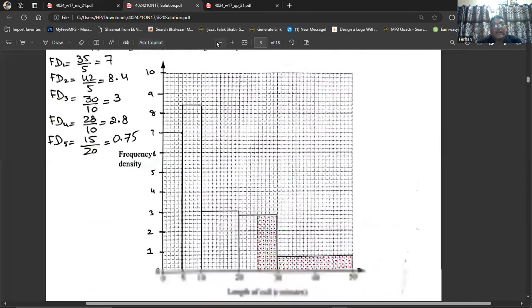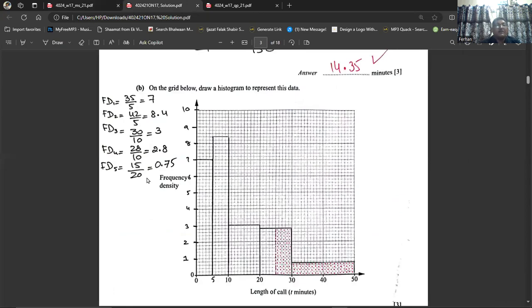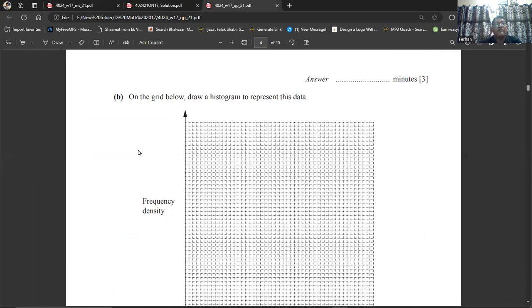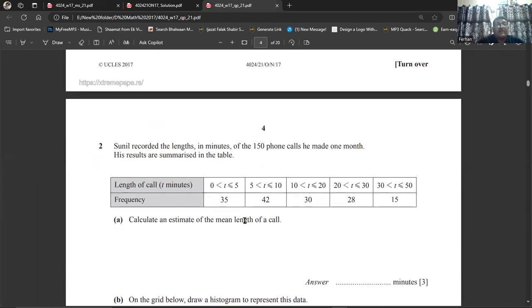Question number 2, and in its B part, we have to, on the grid below, draw a histogram to represent this data. If you want to draw a histogram, these are classes and their class widths are different from each other. Class width means 5 minus 0, its class width is 5, 10 minus 5, its class width is 5, 20 minus 10, its class width is 10, 30 minus 20, its class width is 10, 50 minus 30, its class width is 20.